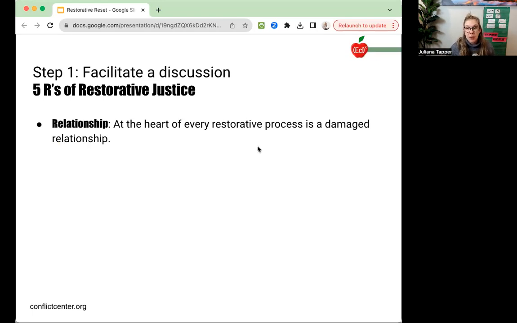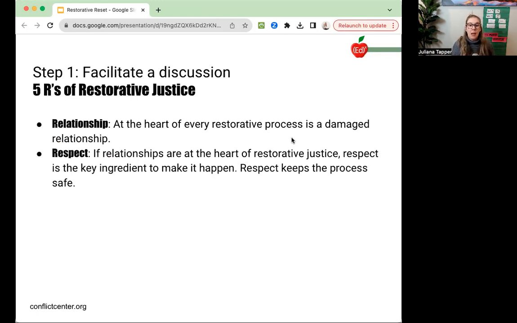At the heart of every restorative process is a damaged relationship, right? If you're feeling disrespected, if the kids are disrespecting each other, that is a damaged relationship. The next R is respect. If relationships are at the heart of restorative justice, respect is the key ingredient to make it happen. Respect keeps the process safe.